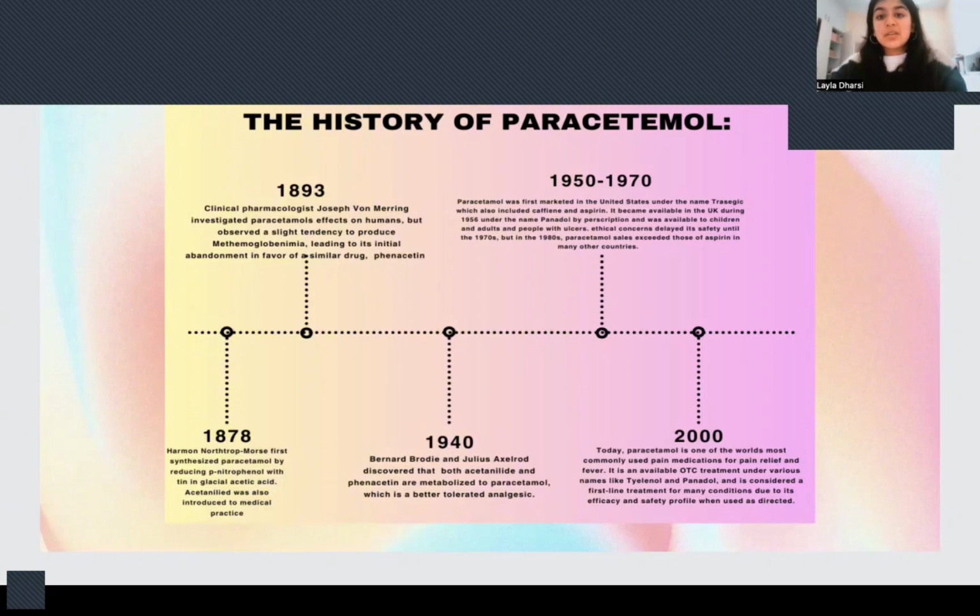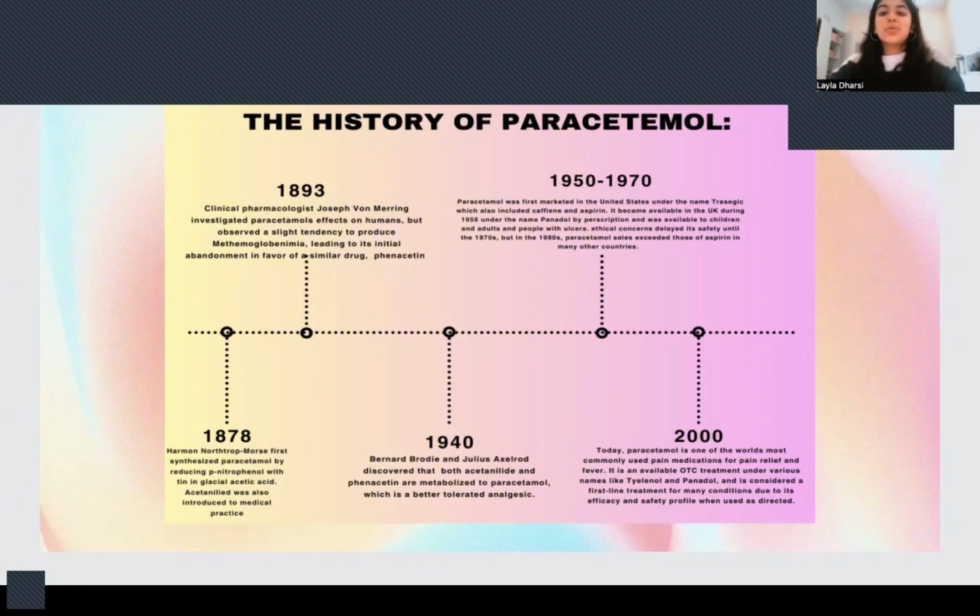Throughout the 1950s and 70s, after this discovery, paracetamol was first marketed in the United States under the name Trigesic, which also included caffeine and aspirin in its compound. It became available in the UK during 1956 and was sold under the name Panadol under prescription and was available for adults, children, and people with stomach ulcers. Ethical concerns delayed its safety until the 1970s, but in the 1980s, paracetamol sales exceeded those of aspirin in many other countries worldwide, making it very popular.